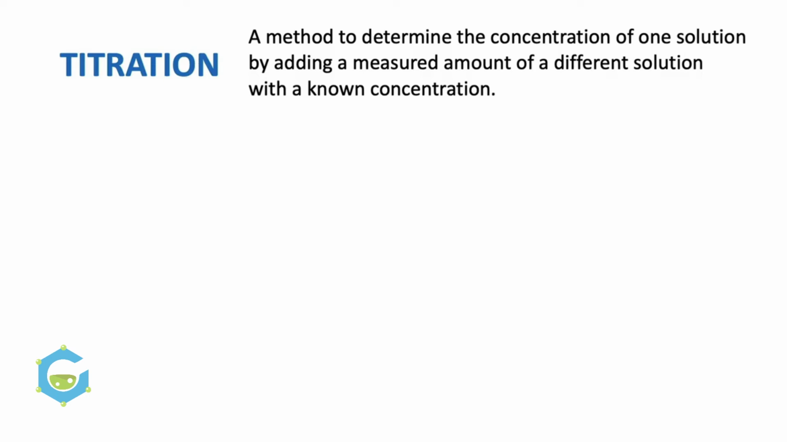Now, a lot of times we will see acid-base neutralization reactions in the context of titrations. Titrations are a method that help us determine the concentration of one solution. So this is an unknown concentration, and we're going to do that by adding a measured amount of a different solution with a known concentration. Now, there are many ways to titrate, but you're only going to learn about one of them in this class, and that is an acid-base titration.